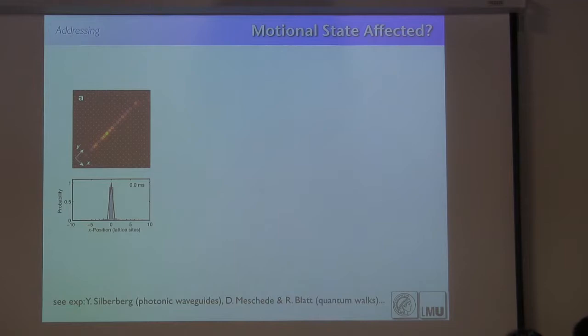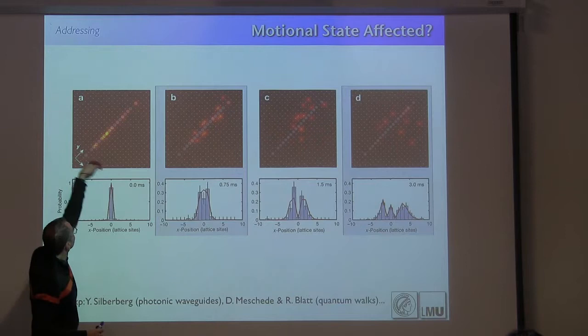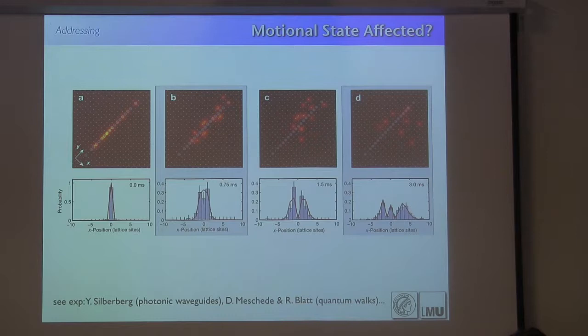So here are some pictures of that. We prepare these atoms. The lanes are now in the x direction, so these 1D wires, and each atom can only move in this x direction. And these are single snapshots, and this is how it looks. And then, of course, from single snapshots, you can't tell anything. You have to repeat the experiment many, many times, and then you get the probability distribution back.